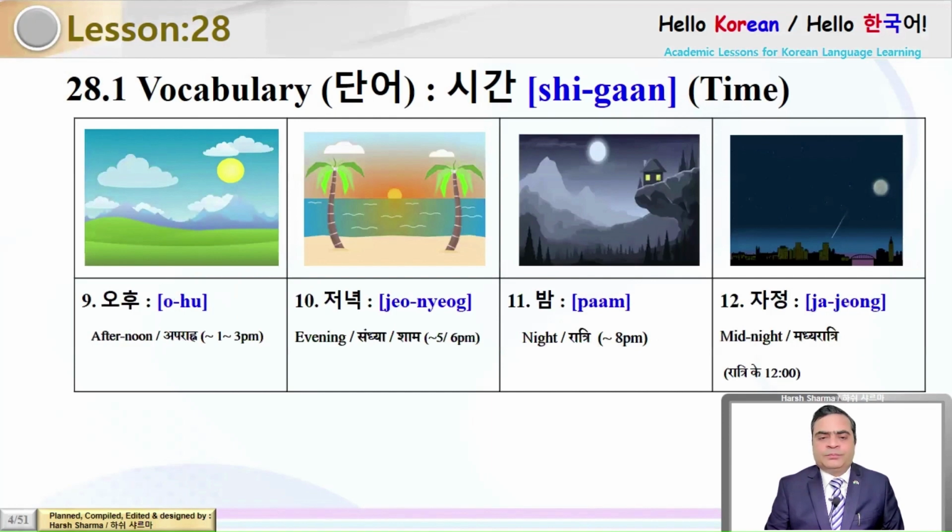Next is number 9, 오후. Number 10, 저녁. Number 11, 밤. Number 12, 자정. So we have completed now 12 vocabularies, 여러분. What you have to do? Please memorize spellings, pronunciation, and word meanings.